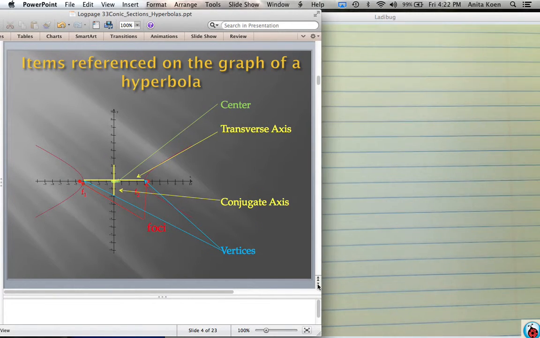Okay, looking at the hyperbola, we have some items that we need to reference on the graph. You can see right in the middle, right here, the center is the little green dot, and this one is at the origin. The transverse axis is the one that connects the two vertices of the hyperbola together. That's the transverse axis. The vertices are here and here, the turning points of the branches of the hyperbola. And the conjugate axis is the other axis that runs perpendicular to the transverse axis.